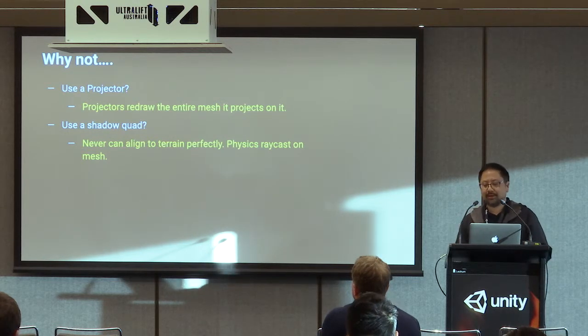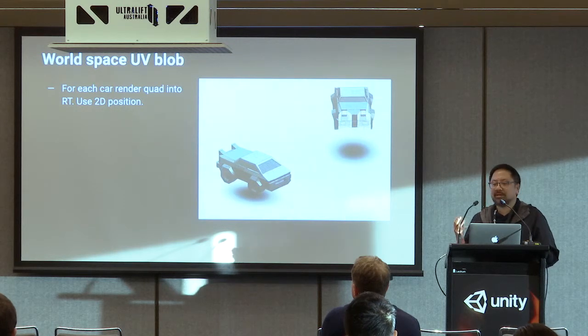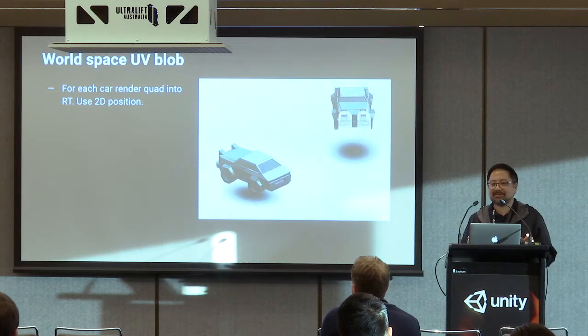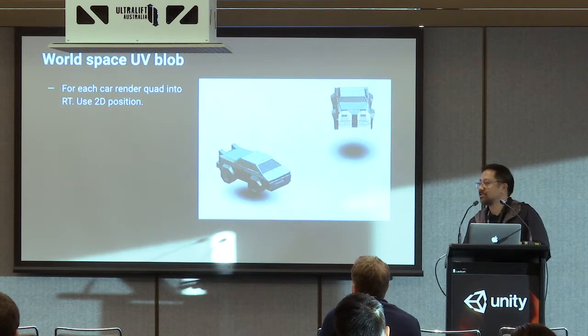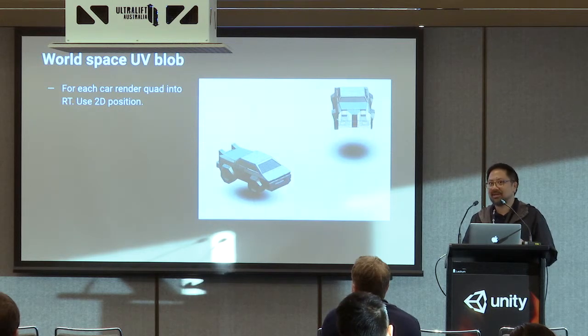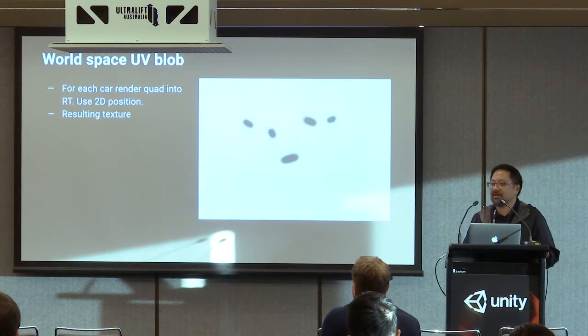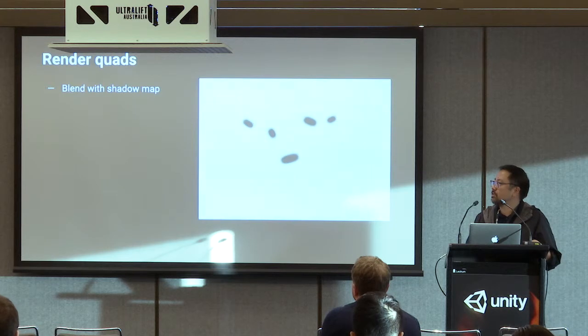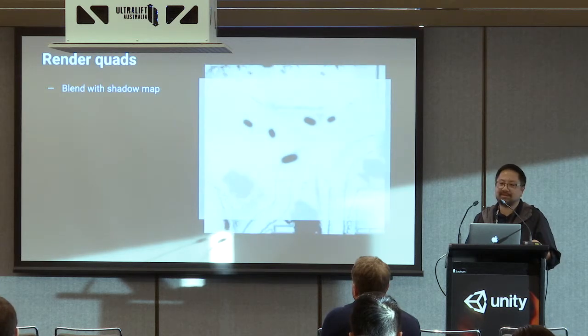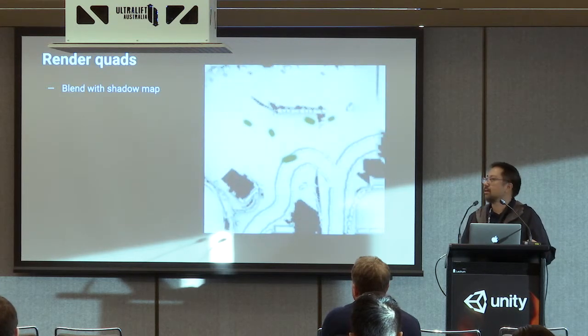So what we did with the immediate drawing is, for each car, we just have to pass in, you have to remember we're using world space UVs, so those UVs can map directly to the texture. So we just get the world space position of a car and make it 2D by taking out the Y position, and we render a blob at the position where the car is. And you end up with a texture like this. It's just a bunch of blobs. Each of those blobs is a shadow. Then all we have to do is blend it back in with that big shadow map. And this is the result.